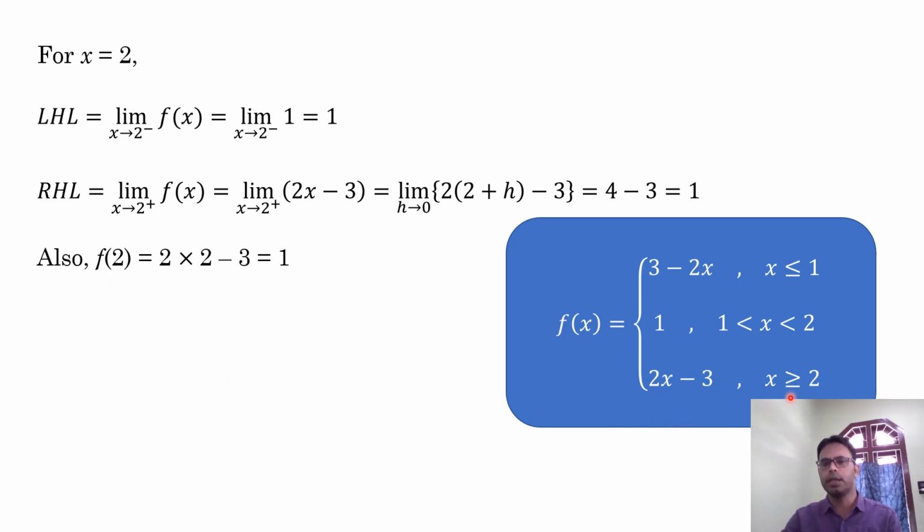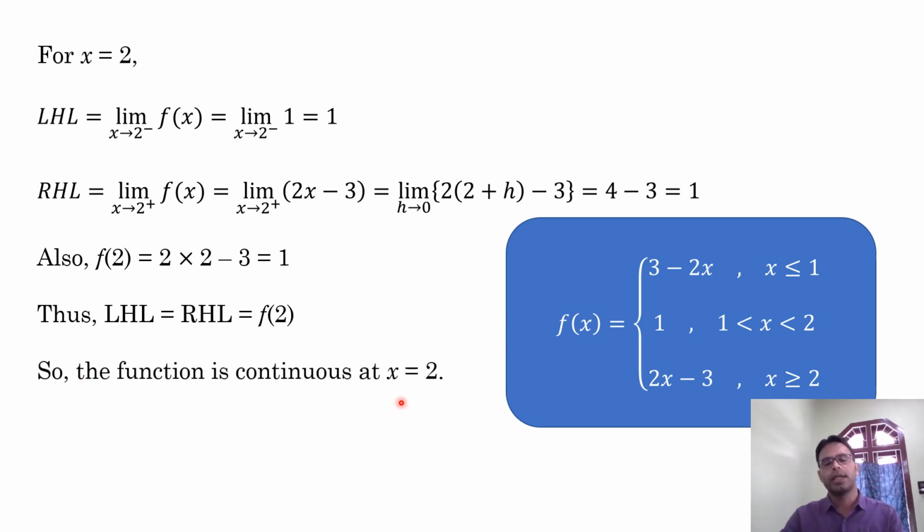Which line do we use for f(2)? Equal to is in this line, so f(2): replace x with 2 in it, so 2 into 2 minus 3 is also equal to 1. So all three values are 1: left hand, right hand and function value are all equal. So at the doubtful point 2 also, we did not know whether it is continuous or not, but we tested and found that at that doubtful point the function is also continuous.